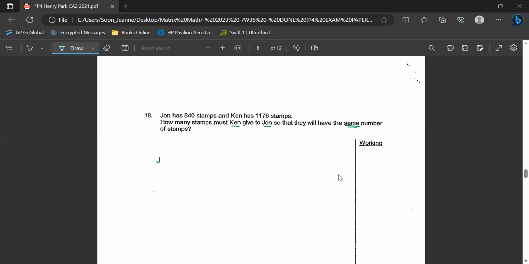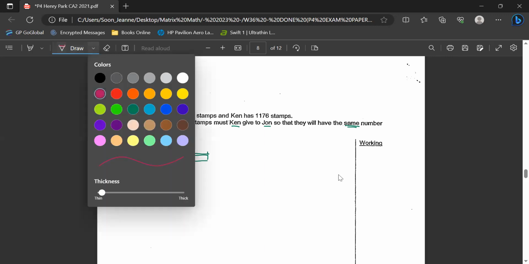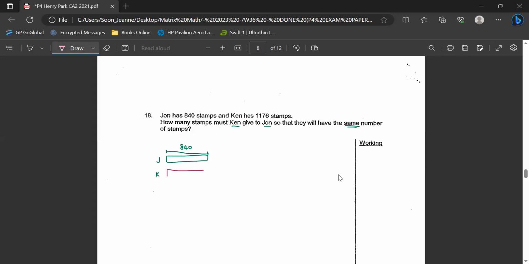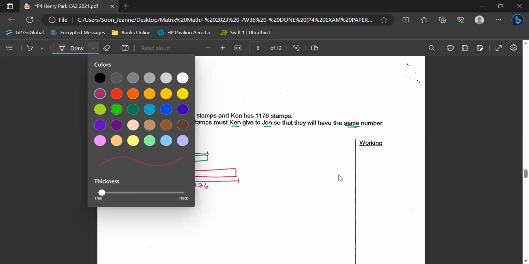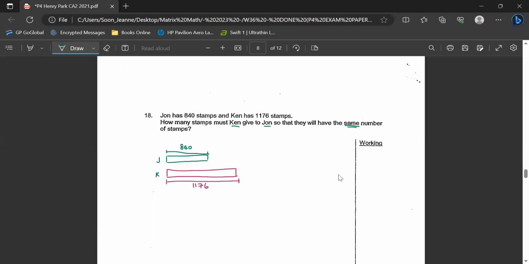So I'm going to draw John and Ken. John has 840, so this will be his. Sorry, a little bit crooked, 840. But Ken, I'm going to use another color, has actually more than him. Ken has 1176. So they say that Ken is going to give a certain number of stamps to John so that they will have the same number.